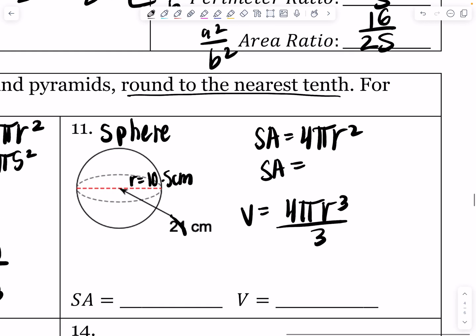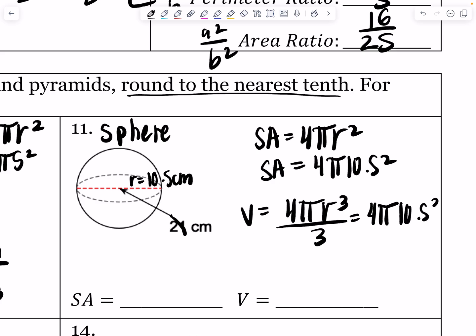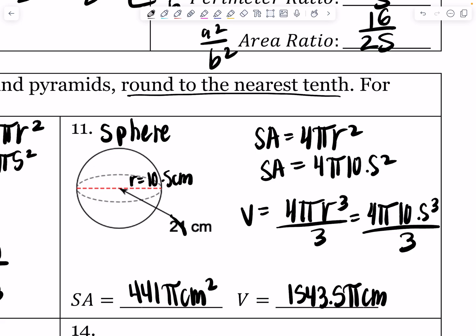And so it's going to be 4 times pi times 10.5 squared. My volume is going to be 4 times pi times 10.5 cubed over 3. So let's type both of those in. 4 times 10.5 squared is going to give me 441 pi centimeters squared for surface area. 4 times 10.5 raised to the third power divided by 3 is going to give me 1543.5 pi centimeters cubed of volume.